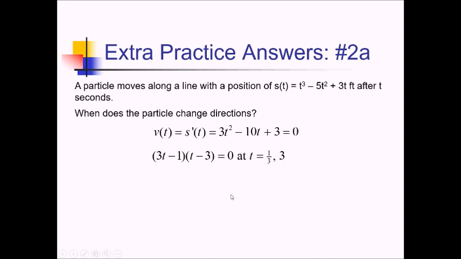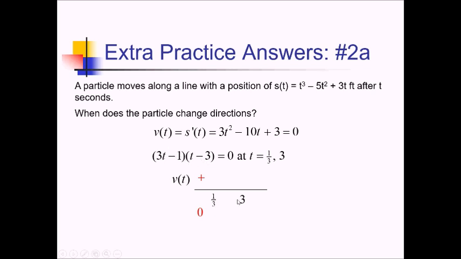To figure out if it actually changes directions, we need to put these on a number line, a v of t number line. So there's 1/3 and 3, and we need to do some sign analysis around these. So let me pick a number less than 1/3. I'm just going to go with 0. Why not? And then plugging that in here, that's going to be a negative times a negative, which is a positive. And I'm just going to use this factored version of v.